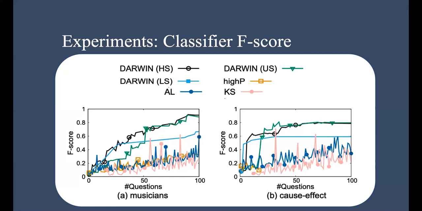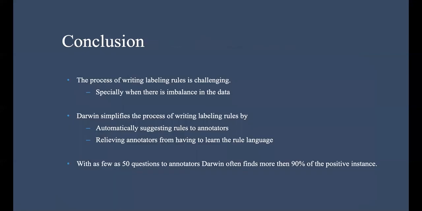And as you can see, I think the F1 score for Darwin on both data sets is above 0.7 with even as little as 50 questions or 50 rules verified by the annotators. And if you extend that to 100, then you have a performance close to 0.8 F1 score. So the lesson we learned from this is that it makes sense to invest in an approach like this for building classifiers. So with that, I'd like to move to the conclusion.